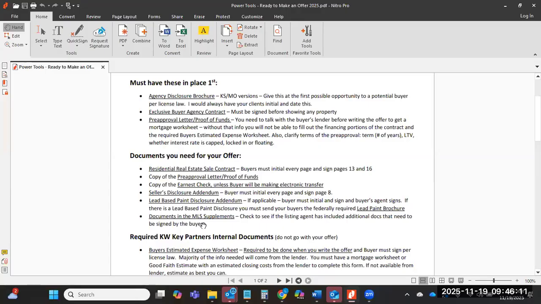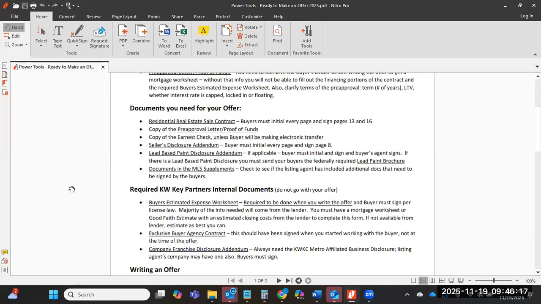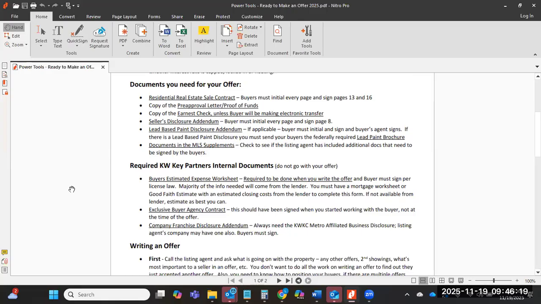If it's a new construction, there are going to be all kinds of other documents, so we'll get into that. Make sure that you are looking in MLS to make sure that you are familiar with all of the other documents that might be required for this contract.